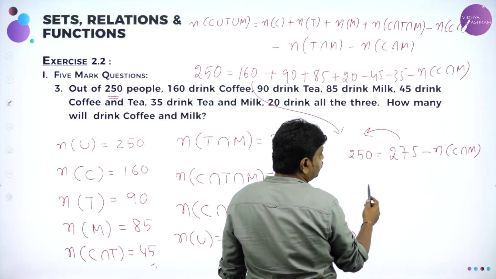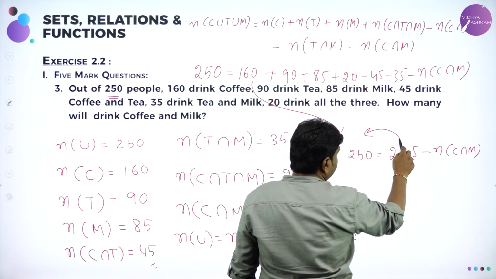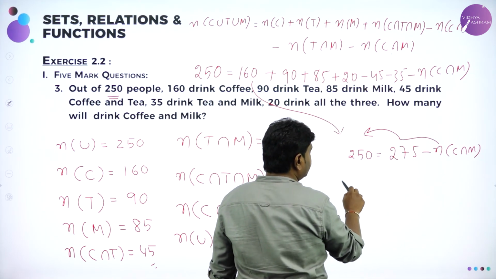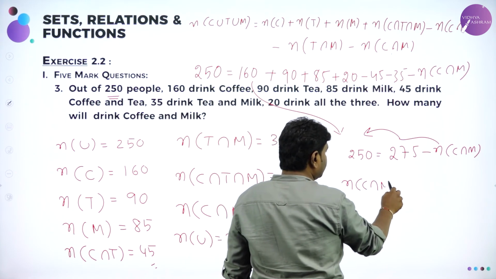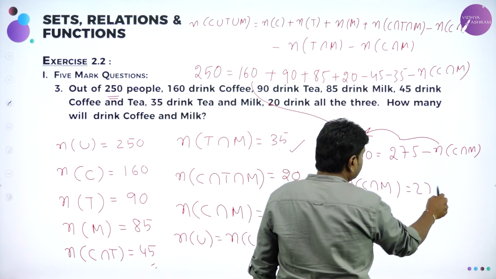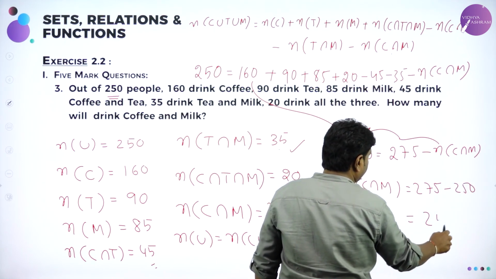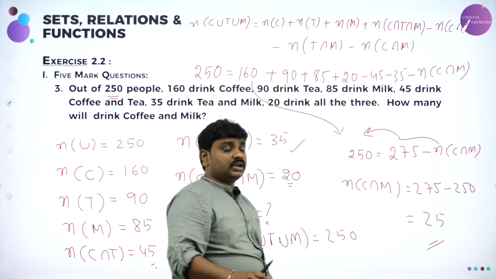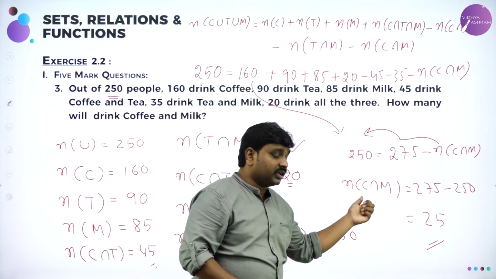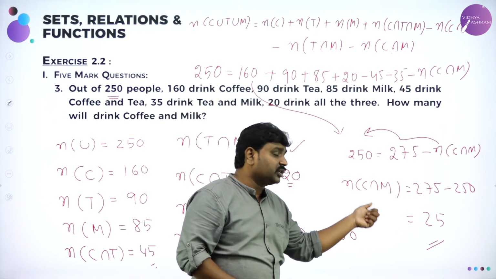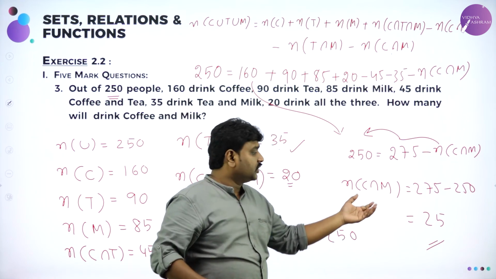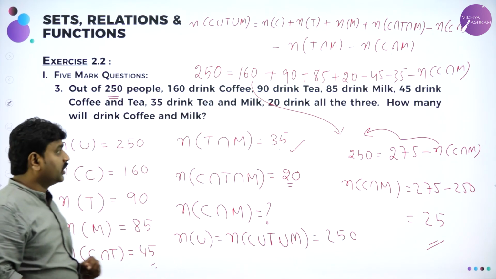If you rearrange this, transfer this term to this side, so bring this to this side. So N of C intersection M is equal to, right side we have 275, transfer this 250 to the RHS, so we will get 25. So 25 people like coffee and milk, they drink both coffee and milk. Intersection means both, it means and. So we got this. I hope all of you understood this.